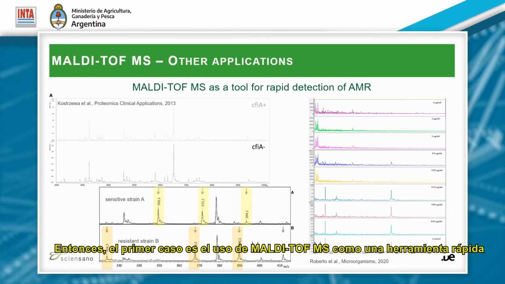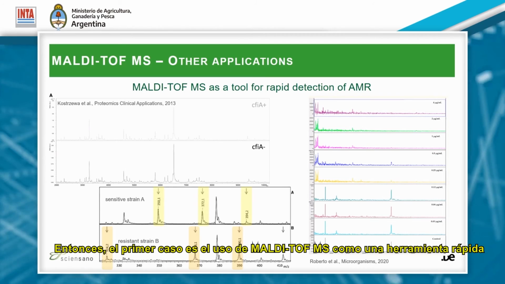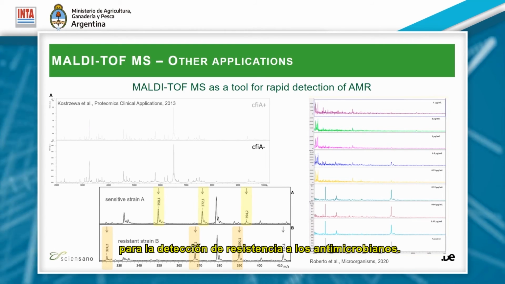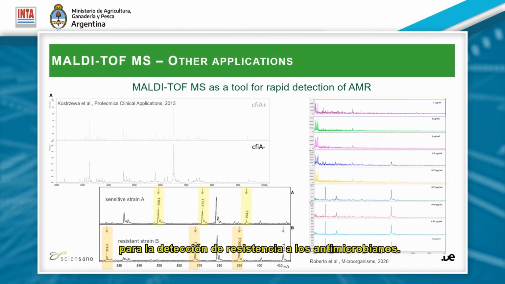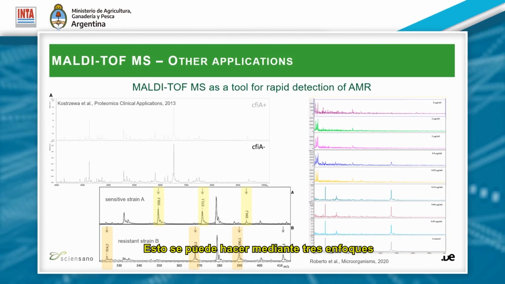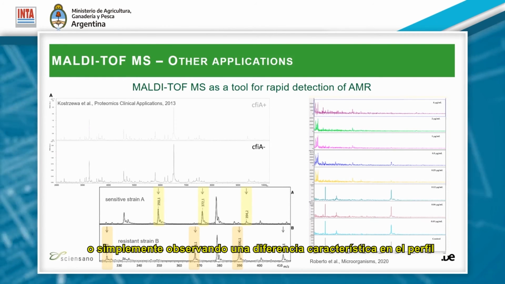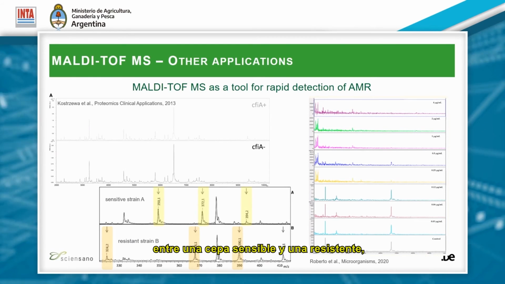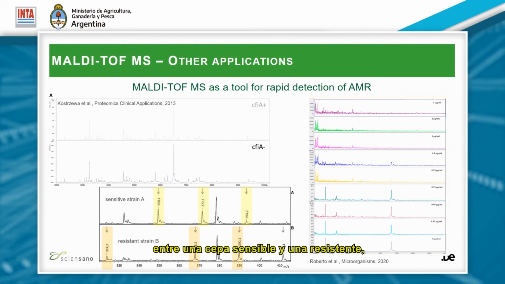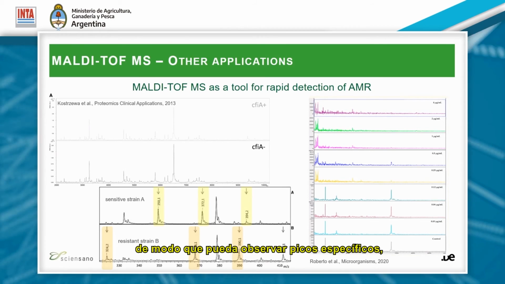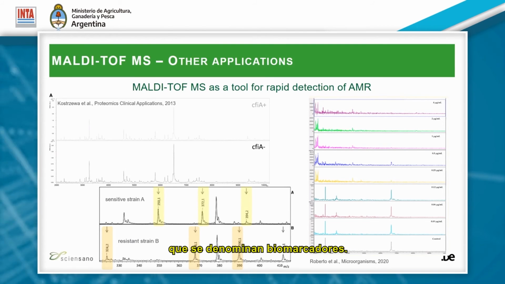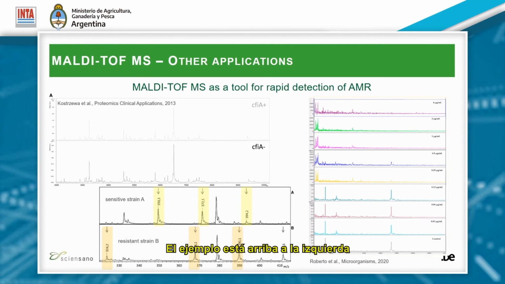A first element is the use of MALDI-TOF MS as a rapid tool for the detection of antimicrobial resistance. This can be done by three approaches, or just by looking at the characteristic difference in the profile between a sensitive and a resistant strain. So you could look at specific peaks, which are called biomarkers. This is an example on the top left.